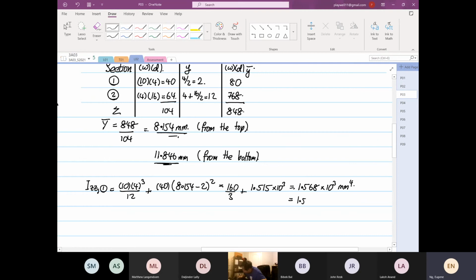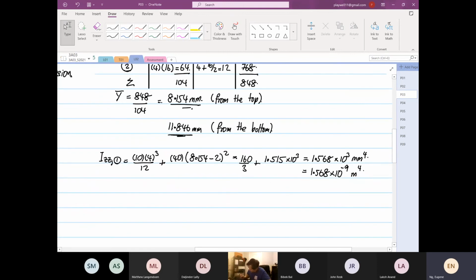Be equal to 1.568 times 10 to the power minus 9 meter to the power 4. Okay, so the conversion is just straightforward. You don't need to move decimal points. Then we do IZZ2.